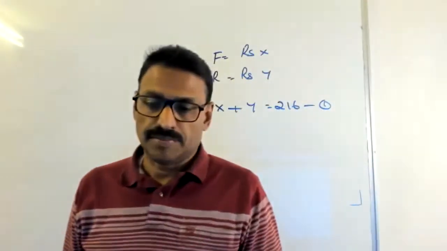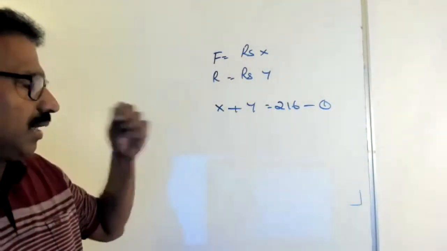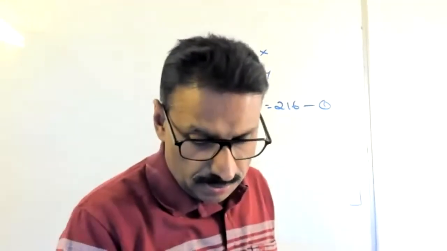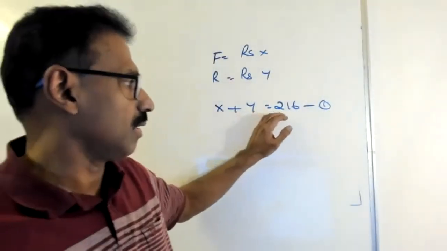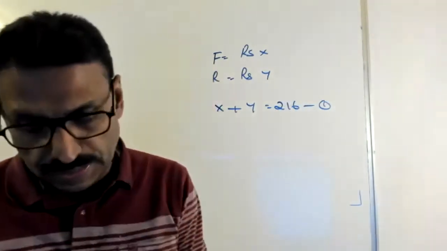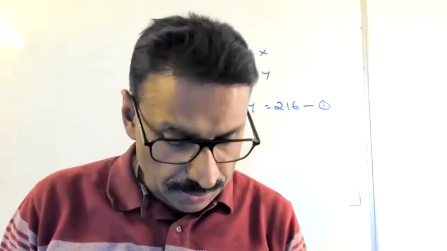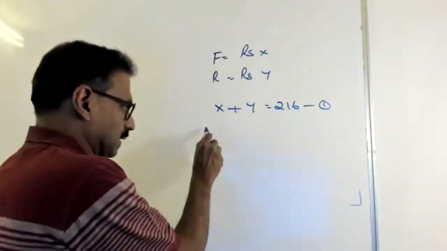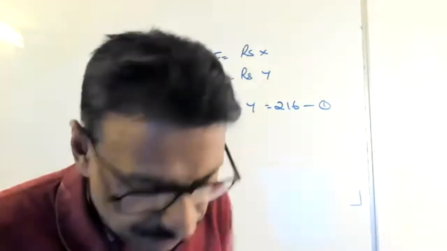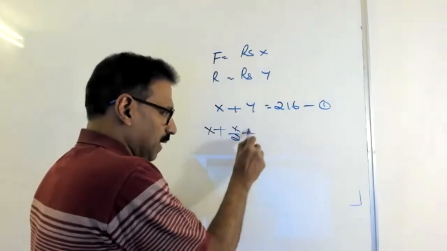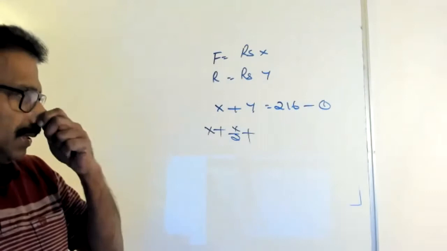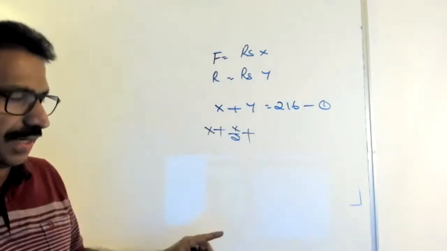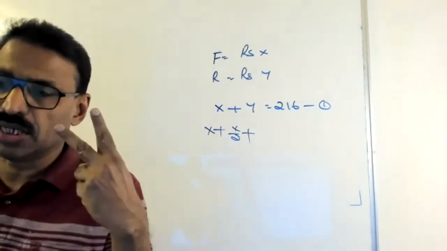Okay, so now the question is the second line: one reserved first class ticket from Mumbai to Ahmedabad is 216. That means father and son or daughter, 216 rupees. Third line: one full ticket means X, plus one half ticket X by 2, plus how many reservations here? X full ticket, X by 2 half ticket. How many reservations are required?